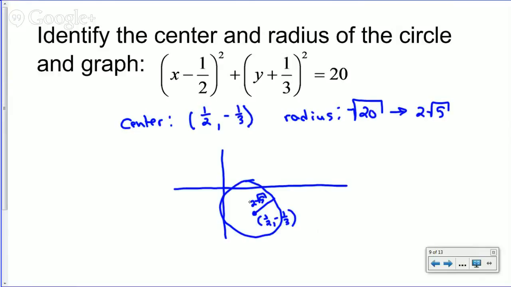My point here is so that you understand how to find the center, how to find the radius, and I assume that you can graph a circle from there.